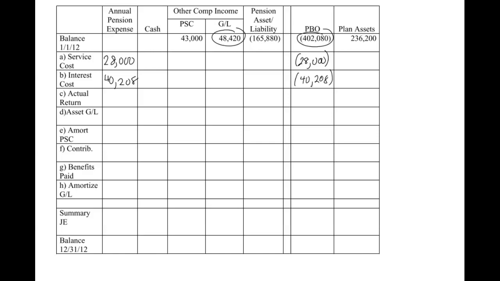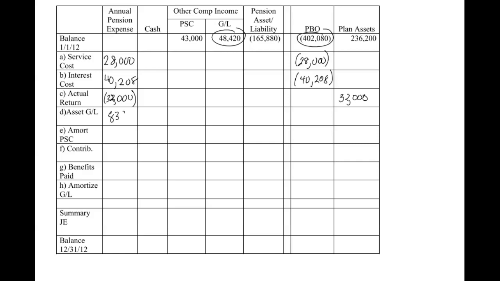We just calculated that. All right, we had an actual return given as 32,000. Remember, that decreases pension expense, and that's our trustee reporting to us that the plan made 32,000, so that would be an increase over there. We have the asset gain or loss, which we just determined was 83,80 from the previous page.